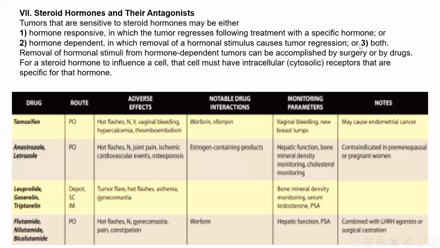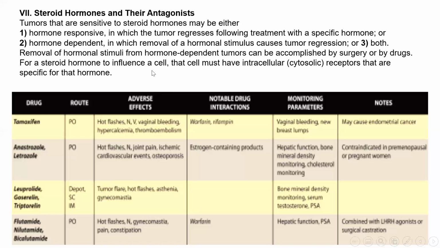And the third kind of these tumors is a combination of these two previous tumors. So either we have hormone responsive or hormone dependent tumors, or a combination of these two. Removal of hormonal stimuli from a hormone dependent tumor can be done by surgery, chemotherapies, or sometimes a combination of both of these two. So it depends on the kind of the tumor.